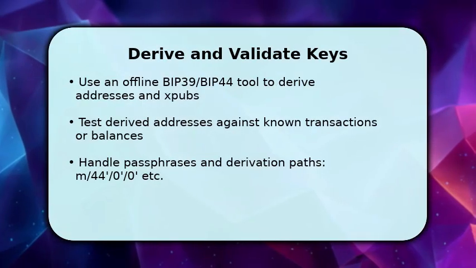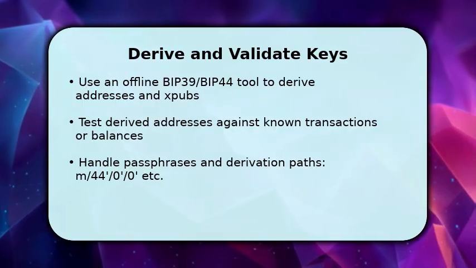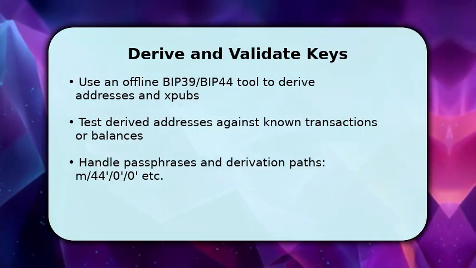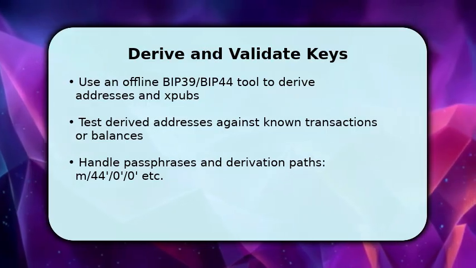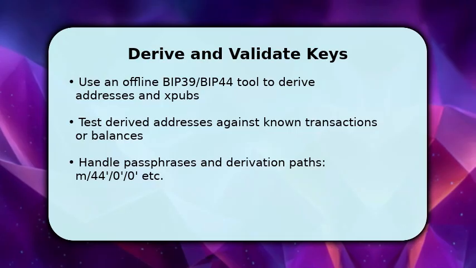You now derive keys offline using a trusted BIP39 tool on the air-gapped device. Choose the correct derivation path for the wallet type and include the passphrase if used. As you derive addresses and XPUBs, validate them against known transactions or expected balances to confirm correctness.